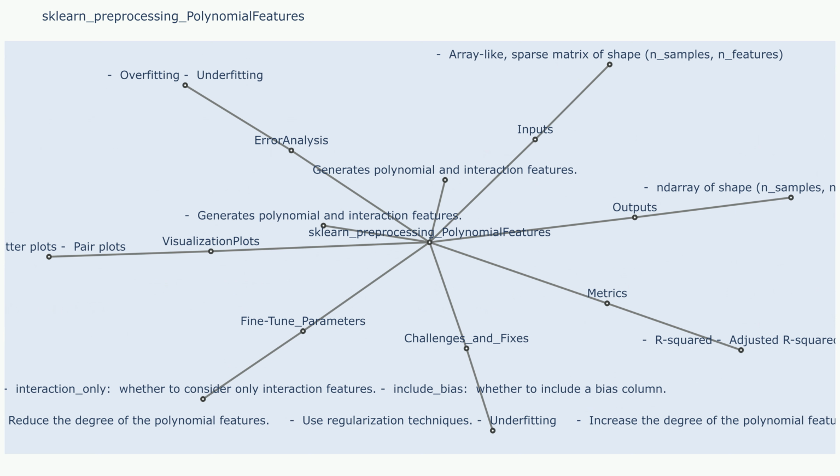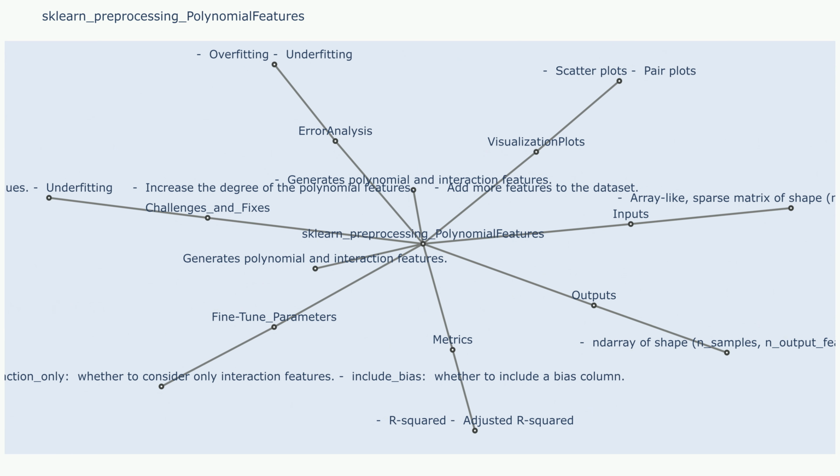Scatter plots to visualize the nonlinear relationships in your data. You can create scatter plots of the target variable against each of the original features. Heat maps. Heat maps can be helpful to visualize the interactions between features and the target variable.